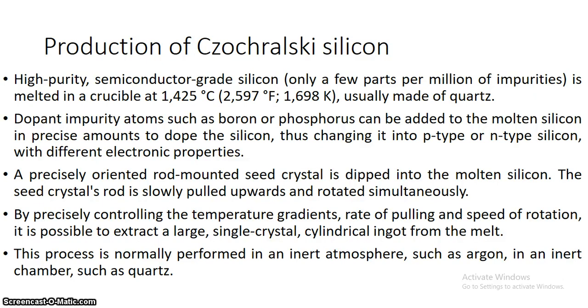Next, after this solution is melted in your crucible, you have a precisely oriented rod mounted seed crystal which you dip into the molten silicon. You control the temperature gradient, rate of pulling and speed of rotation of that crystal out from the crucible. This process is normally performed in an inert atmosphere wherein you have some inert gas such as argon.